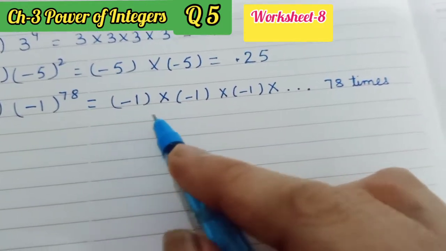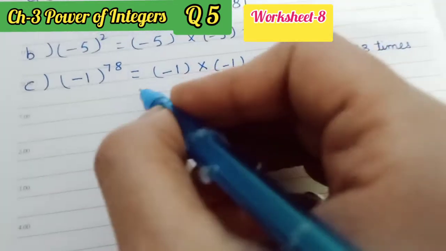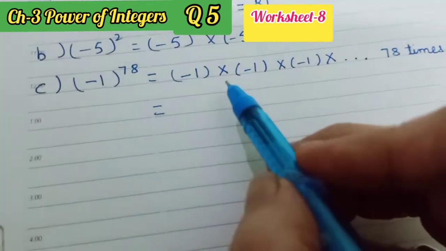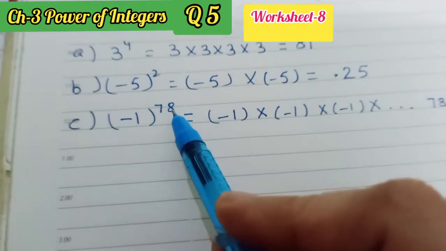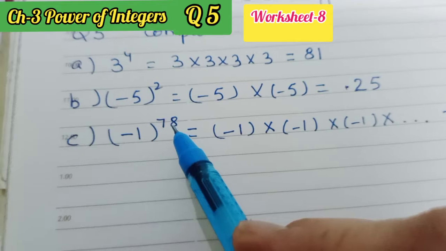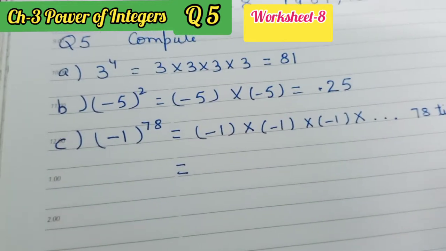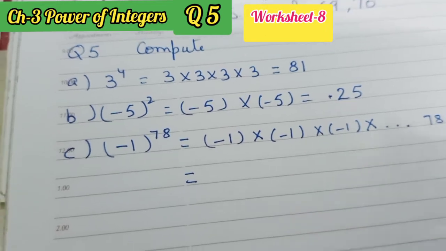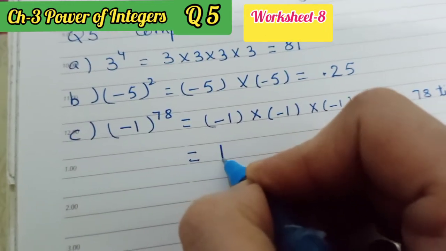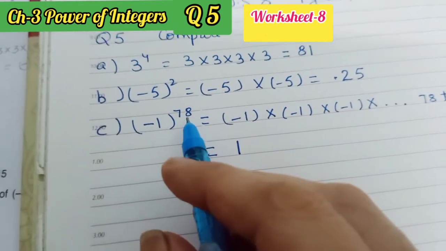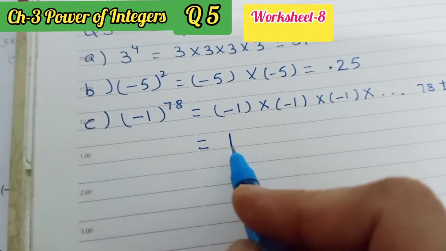So that means we multiply it 78 times, and as you know, if the exponent is even, then minus 1 multiplied by itself gives positive 1. When the exponent is even, we will get positive 1.